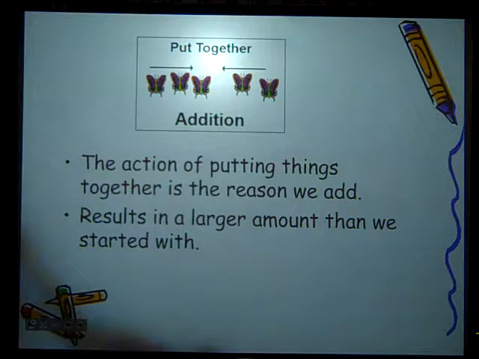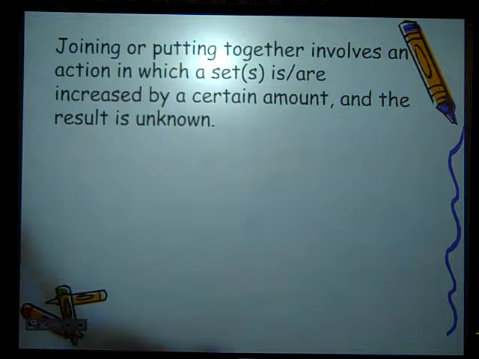Okay, remember, we're taking focus notes right now, writing down things that jump out at me, okay? You're not copying word for word what's on the board. You will not have time for that. Just copy down words or phrases really quickly that stand out and you feel are important, that you think you might need to remember, okay? All right. So joining or putting together involves an action in which a set is increased by a certain amount, okay? And that result is unknown until I do the operation. I don't know the result until I do the math, right?